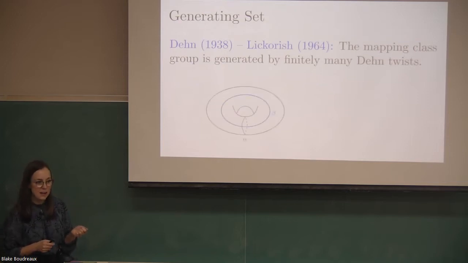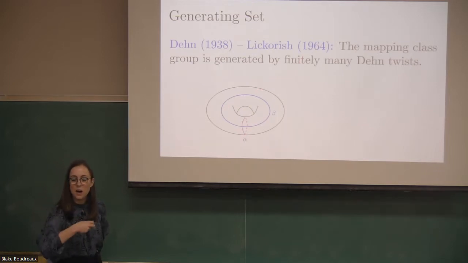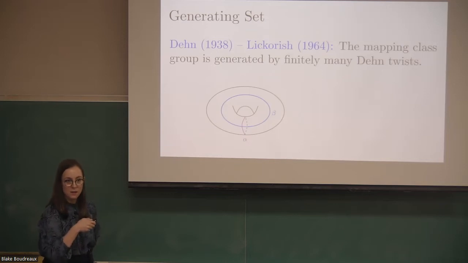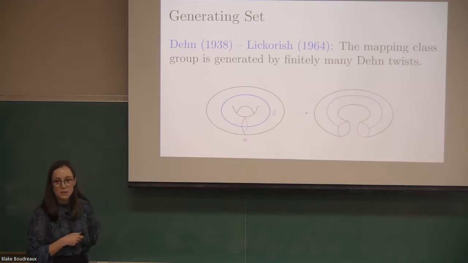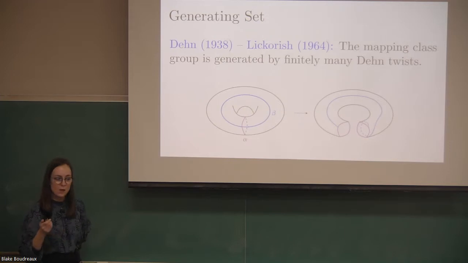Here's my torus, and I have two curves in the surface. I have my curve alpha here, and then I have my curve beta. And what I want to do is twist my curve beta around the curve alpha. One way to picture this is first I'm going to cut open my surface along the curve alpha. So now notice I have a cylinder with two boundary components. And what I'm going to do is grab hold of one of the boundary components and twist it by 360 degrees. When I've twisted it by 360 degrees, I'm going to glue the two boundary components back together.